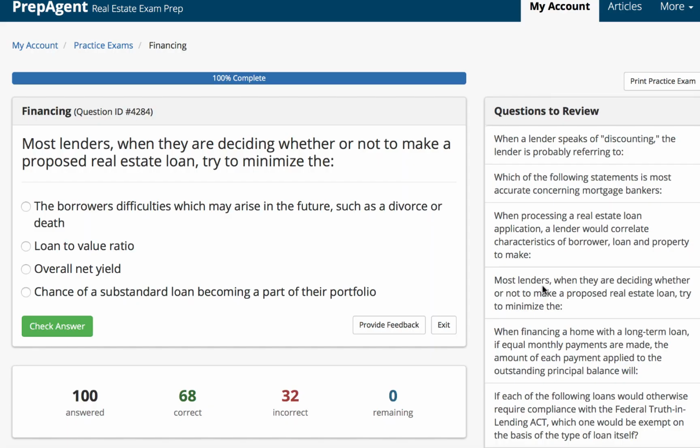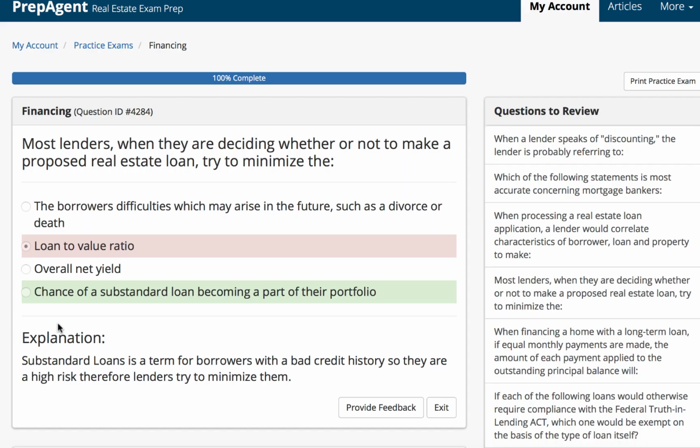Most lenders, when they are deciding whether or not to make a proposed real estate loan, try to minimize the borrower's difficulties which may arise in the future, such as a divorce or death, loan to value ratio, overall net yield, chance of a substandard loan becoming part of it. I would say loan to value ratio. Ooh, okay. Okay.